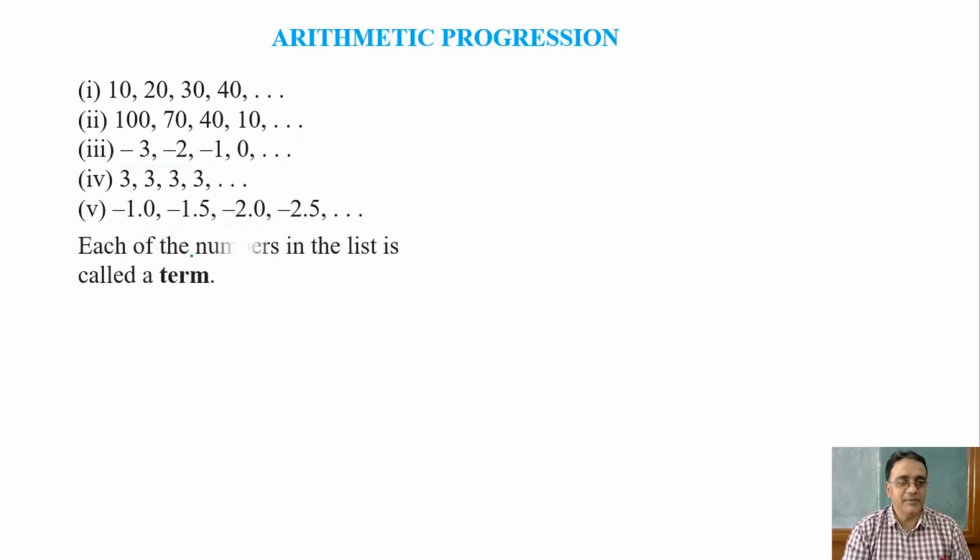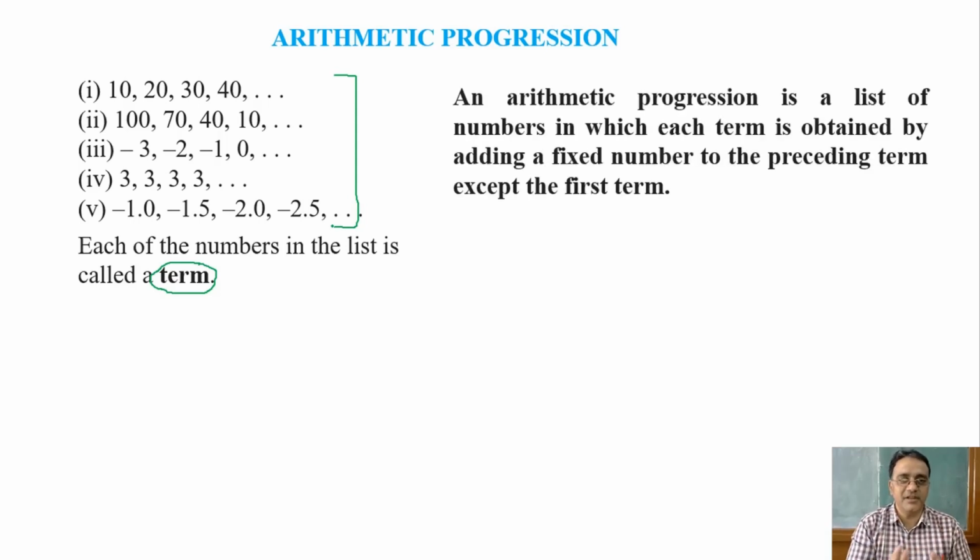Fine. So यहाँ पे each of the numbers in the list is called a term. And what we are observing here, we are getting the next term by adding a fixed number to its preceding term. That list of numbers is called an arithmetic progression. So an arithmetic progression is a list of numbers in which each term is obtained by adding a fixed number to the preceding term, except the first term. Why? Because the first term doesn't have any preceding term.